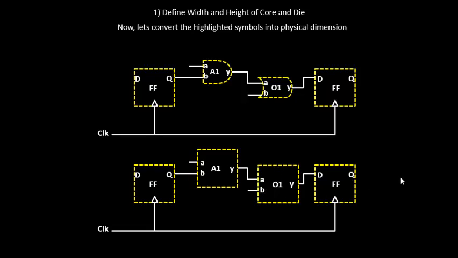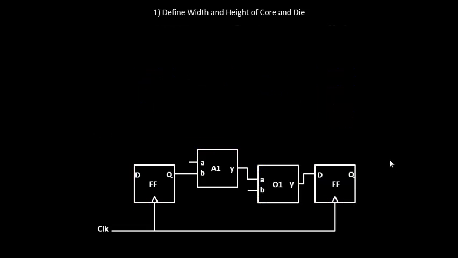Next, what we are mostly interested in is finding out the dimensions of your core and die. In that case, we are mostly interested in the dimensions of the standard cells and not the wires as of now. The wires will still play an important role in the further steps, but to identify the dimensions of the chip, we are mostly interested in the dimensions of the standard cells. So let's give rough dimensions to all of them.